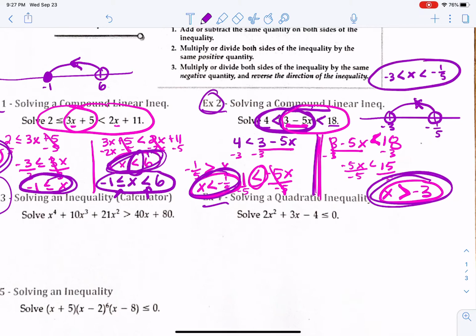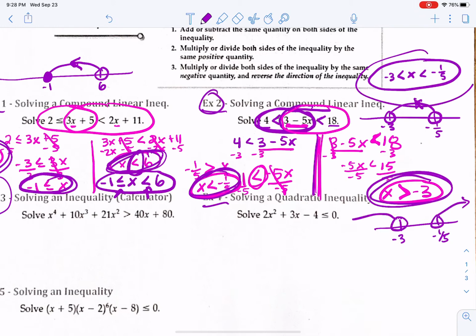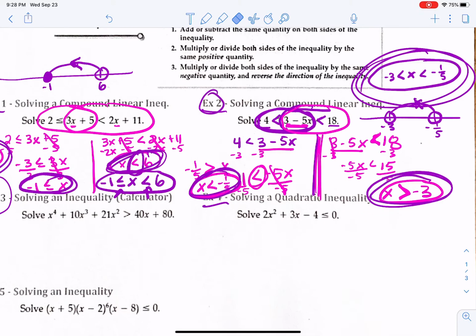Every once in a while, you'll end up with inequalities where, say, the same numbers again, -3 and -1/5, go the other direction. You would not want to write them like this, and you would want to leave them separate. So just keep that in mind. If that happens, don't try to write them as a compound inequality where you have x in the middle of everything. Just think about what it looks like.